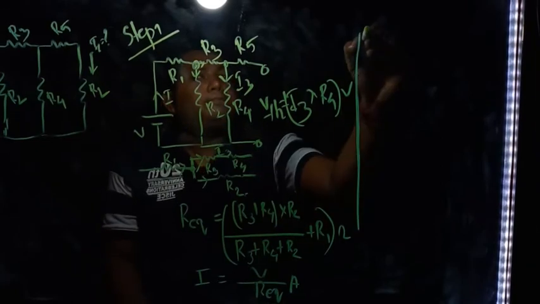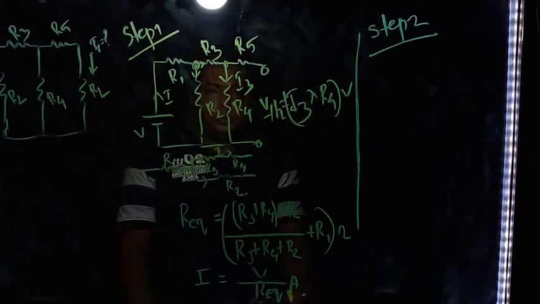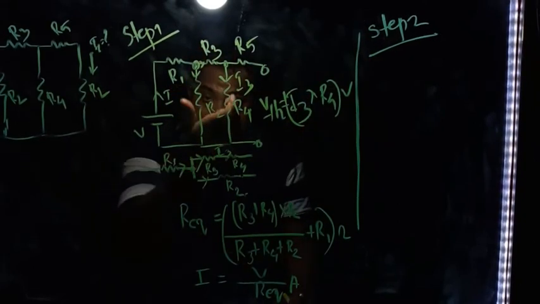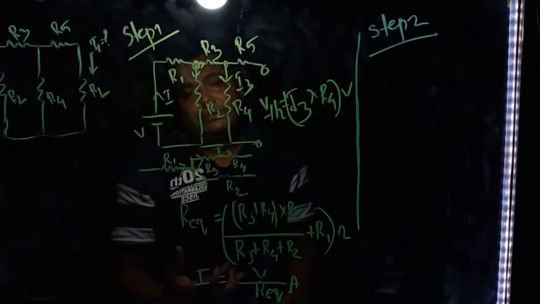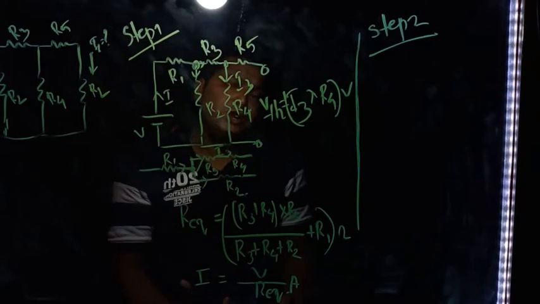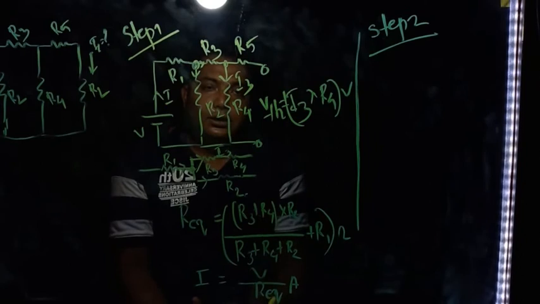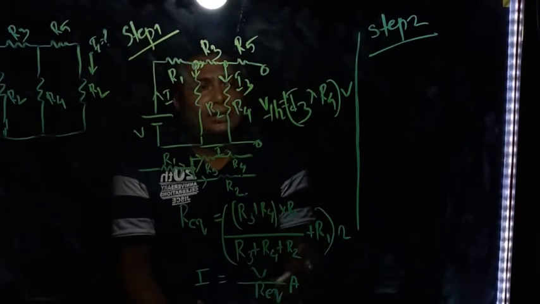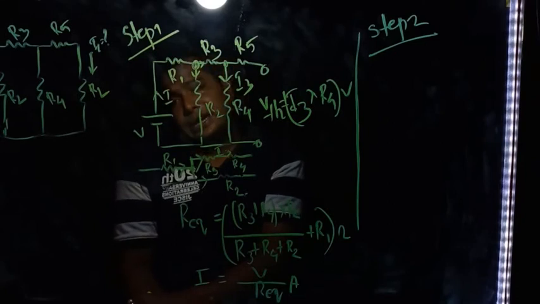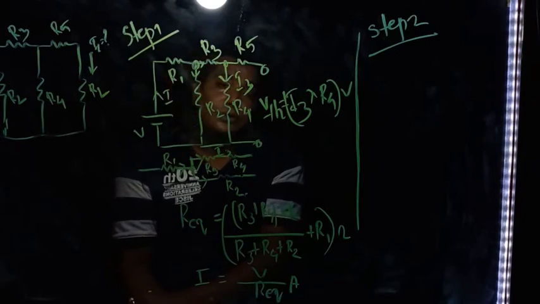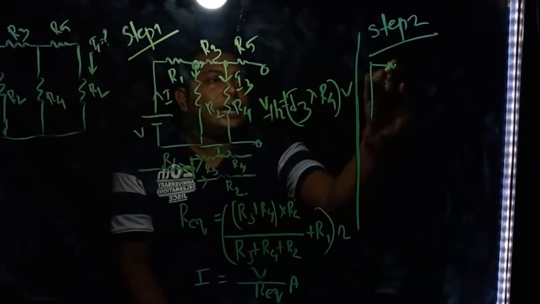Now step 2. In step 2, again this circuit can be modified after removing the sources, and then we are going to find the equivalent resistance of the circuit viewing from the output, the disconnected terminal, that is the open terminal. So here also we have an ideal voltage source. After removing that ideal voltage source, we have to make that terminal short.